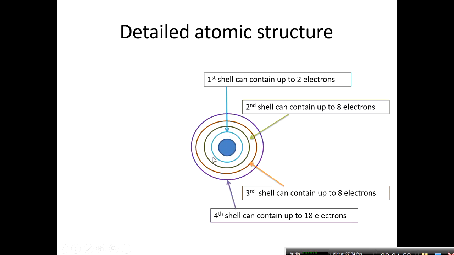Okay, so the first shell, which is the one closest to the nucleus, can contain up to 2 electrons. The second shell, up to 8 electrons. The third shell, up to 8 electrons also. And then the fourth shell, up to 18 electrons. You won't be asked for anything bigger than that.